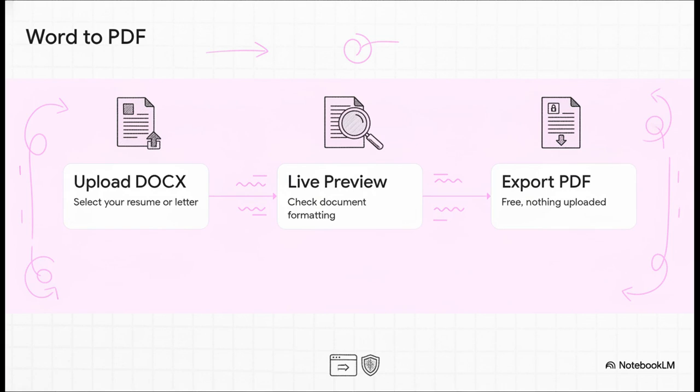If you're job hunting or just working as a professional, the workflow is beautifully seamless. You just upload your docx file, like your master resume, bring it right into the tool, check the live preview to make sure none of your formatting broke, and then export a flawless PDF that's ready to go. The entire Word to PDF process is handled locally, it's totally free, and it is lightning fast.